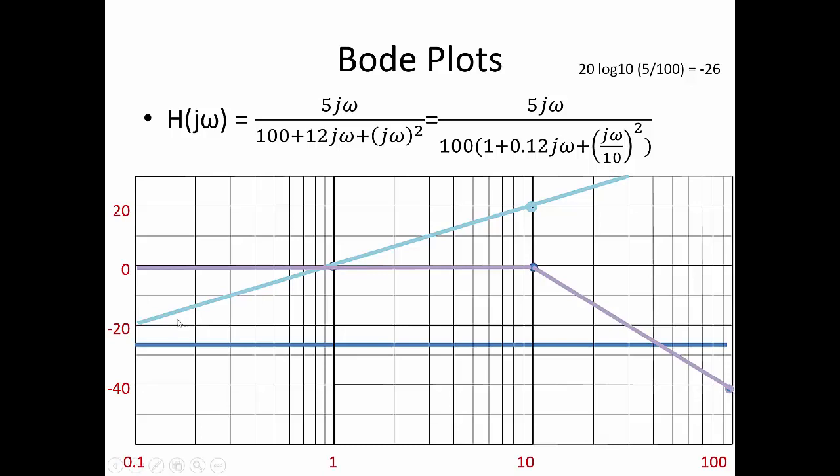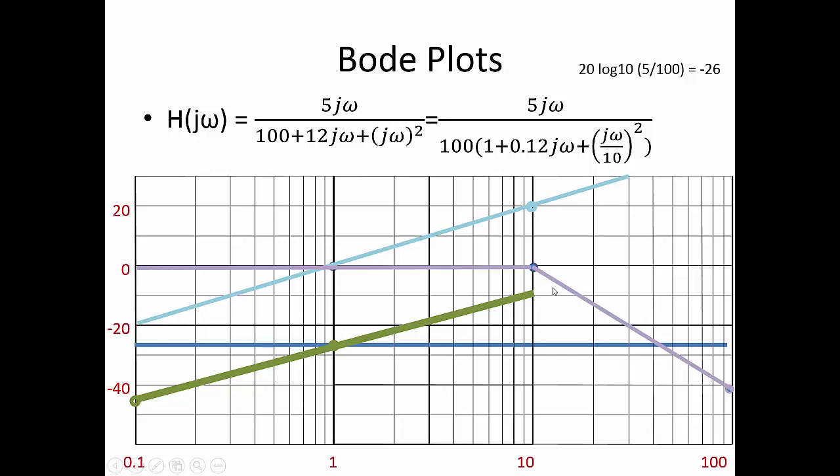Now we need to add all the pieces. Negative 26, negative 20, and 0. Negative 46. Slope of 0, slope of 0, slope of 20. From here, go forward one decade, go up 20 dB. Play connect the dots. And we will stop when we reach the next corner.